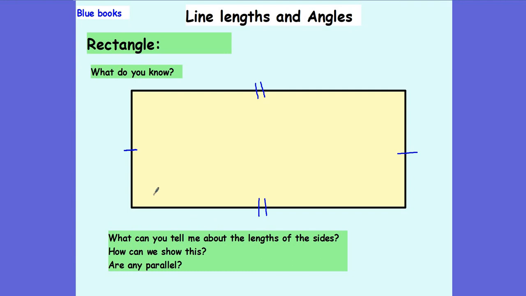What do we know about parallel lines? Are any of these lines parallel? Well, we know that this top line and this bottom line are parallel, and these side lines are parallel to each other. In your dark blue books, can you make sure you've got this diagram shown? We also know that the angles are all 90 degrees.